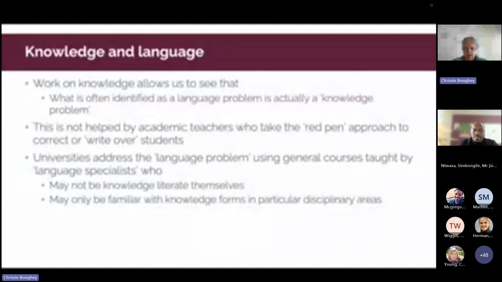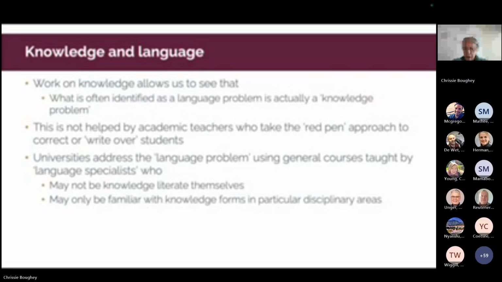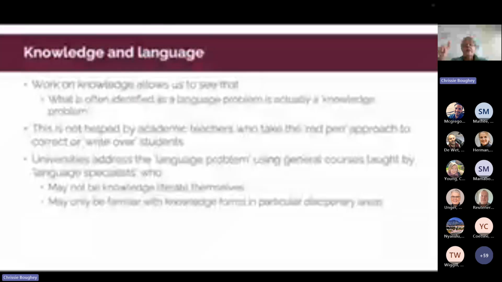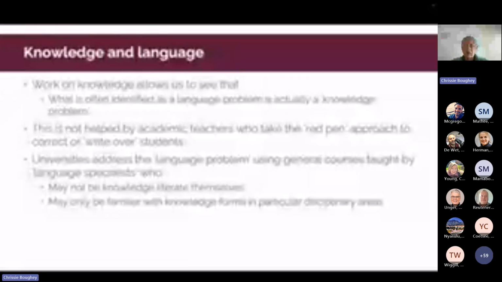Work on knowledge allows us to see that what is often identified as a language problem is actually a knowledge problem. This isn't helped by academic teachers who take the red pen approach to correct or write over their students. How often do you correct the language? You correct the language, but actually the problem is the knowledge form. Your students lack a familiarity with the knowledge form. And I would argue that they probably couldn't write in the way that you want them to write in their home language either.